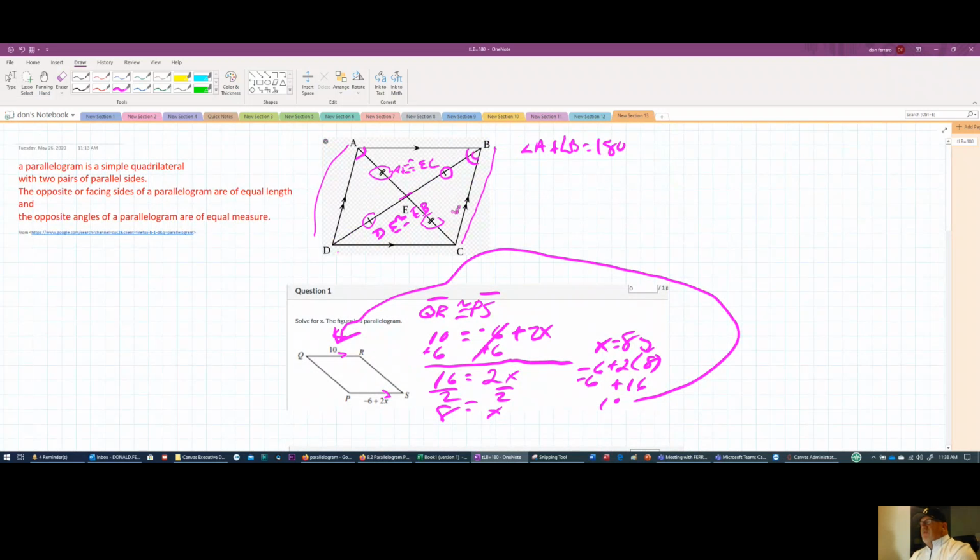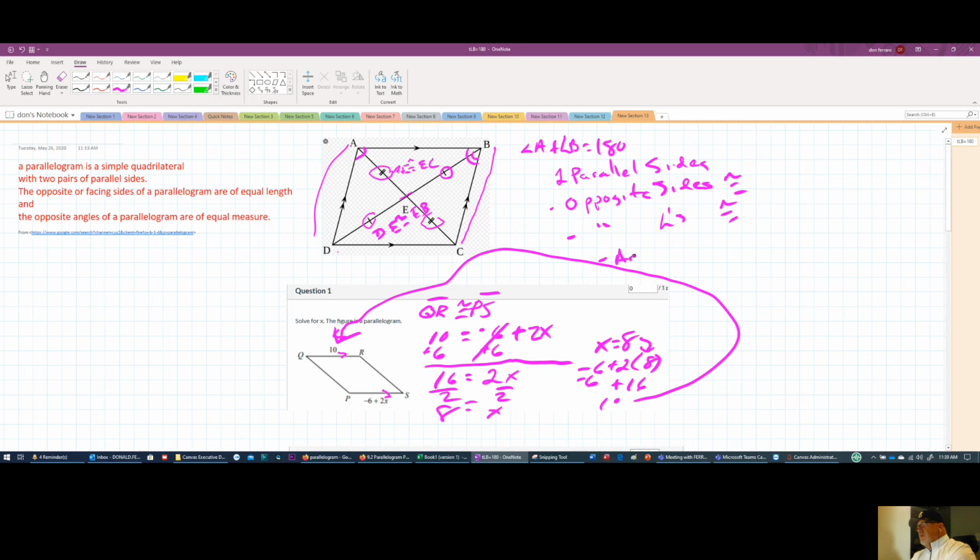A couple of important parts. We've got parallel sides. Opposite sides and opposite angles are equivalent. The angles that are not opposite are going to be supplementary. So we've got two parallel sides. Opposite sides are equivalent or congruent. Opposite angles are congruent.